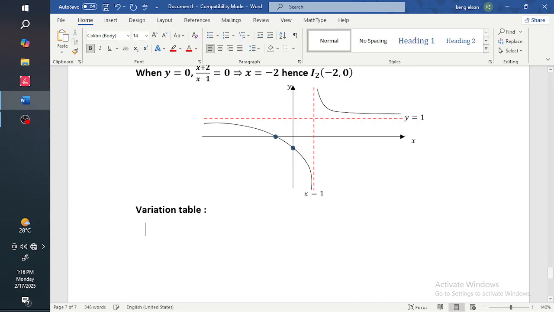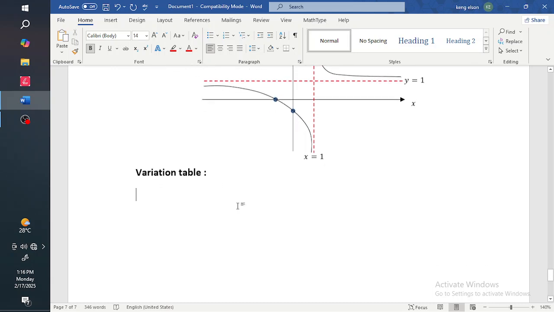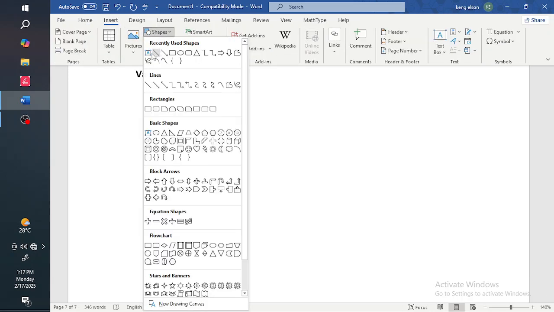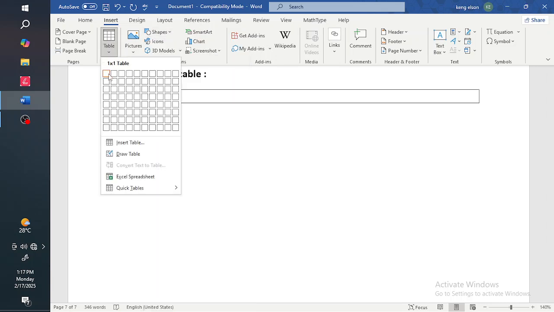The variation table contains the domain of definition. So this is how you place your variation table. In fact, let me just put a table here. I have the values of x. For my values of x, I will have the bounds of my domain, minus infinity, then the intercepts, -2 is there, then 1 is there, then 0 is there, then plus infinity. So these are the various values.